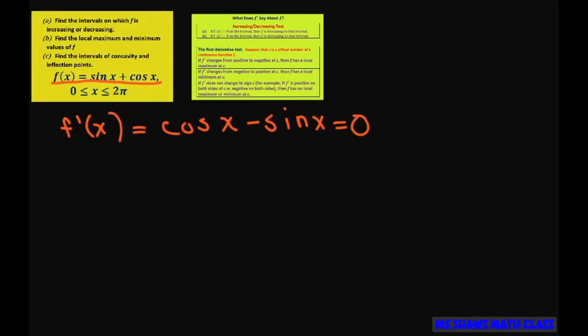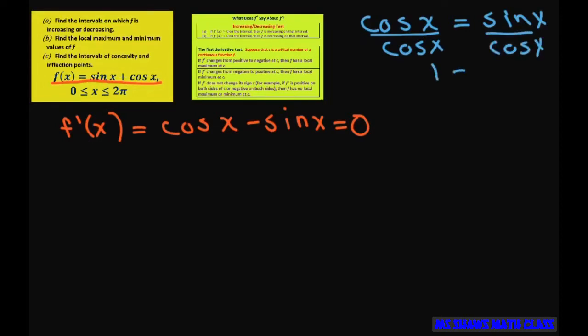So if you add sine to both sides, you get cosine of x equals sine of x. If you divide both sides by cosine, you get 1 equals tan of x. Therefore, our angles where tan of x equals 1 are x equals pi divided by 4 and 5 pi divided by 4.